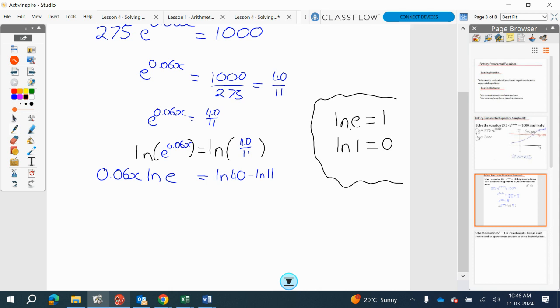Why don't you write this one down? The log in any base of the base equals 1. So, log base x of x equals 1. Log base x of 1 equals 0. Memorize these two. It's like the power property of logarithms.